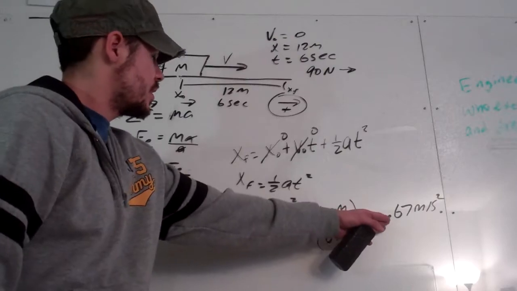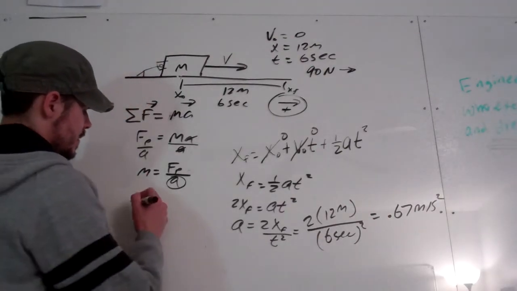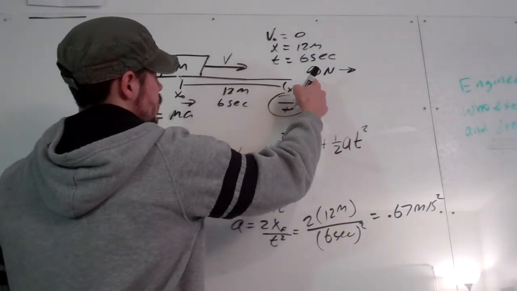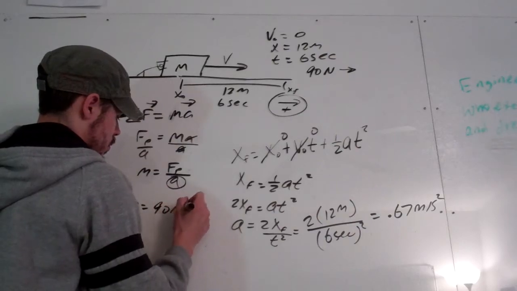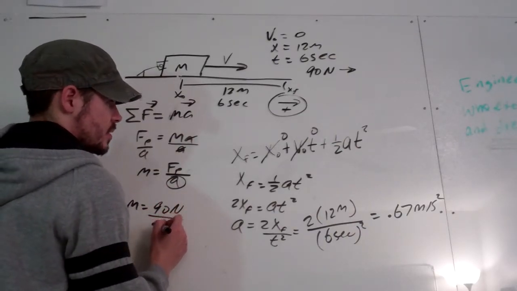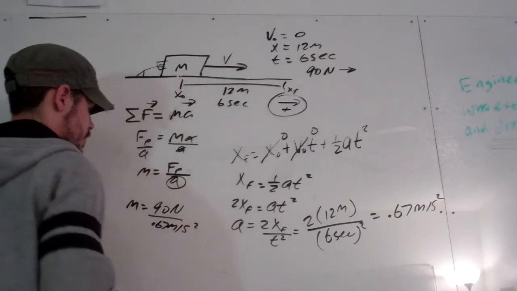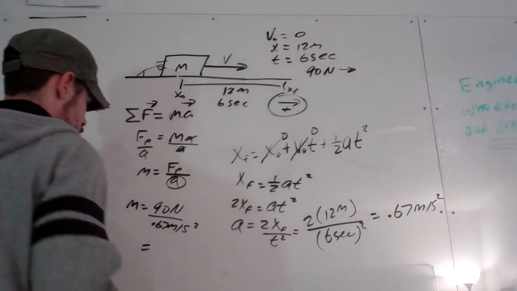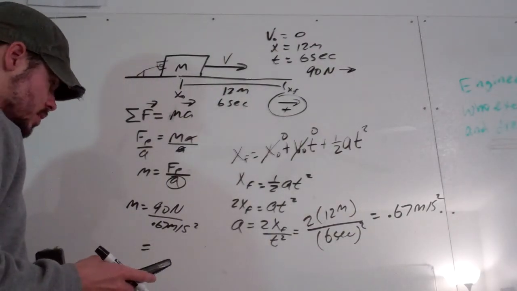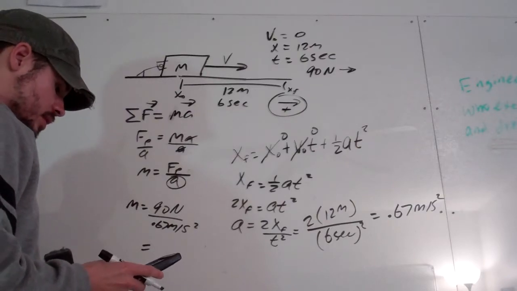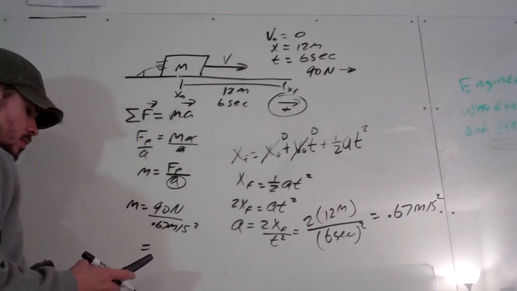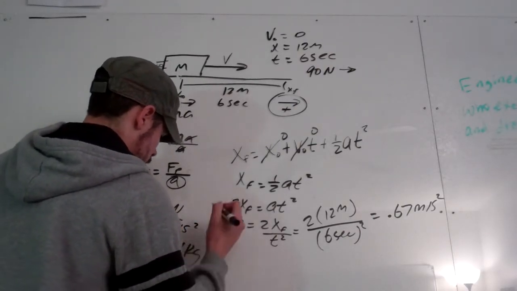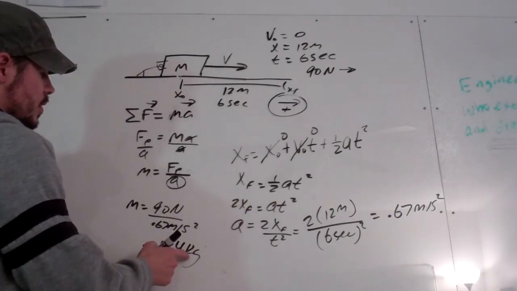So now that we have our acceleration, all we have to do is plug it in right here. In other words, our mass is equal to the force of the push, which is 90 newtons, divided by 0.67 meters per second squared. And that will come out to our final answer, which will be in kilograms. So 90 divided by 0.67. So the mass of the box is 134 kilograms.